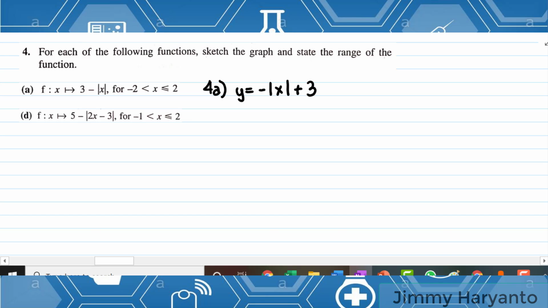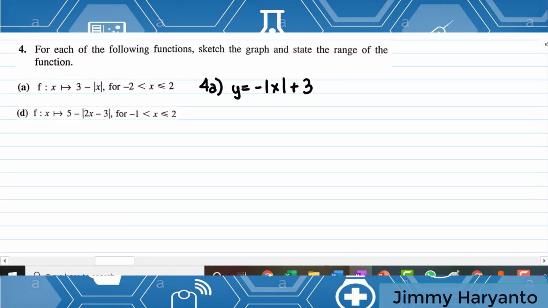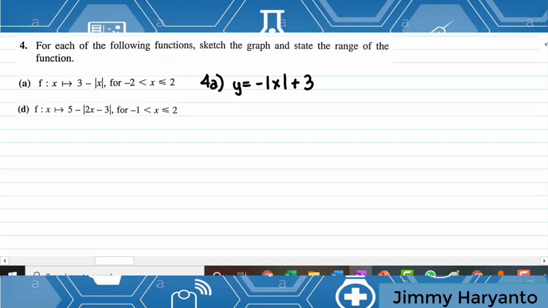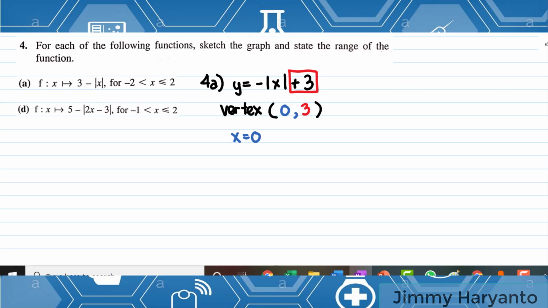Okay, after this, the question wants us to sketch, so we have to find the vertex. The vertex will be, first, the absolute value is only x, so we can say x equals 0 only, yeah, and then the y_v will be this one, 3. The vertex is (0, 3). And then the second step, you have to create a table, yeah. Wait a minute.